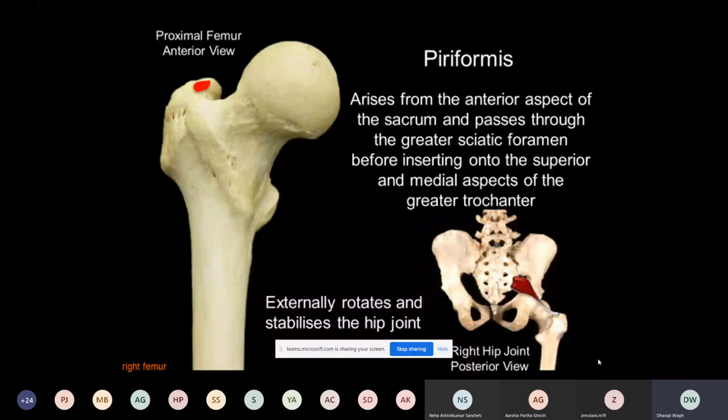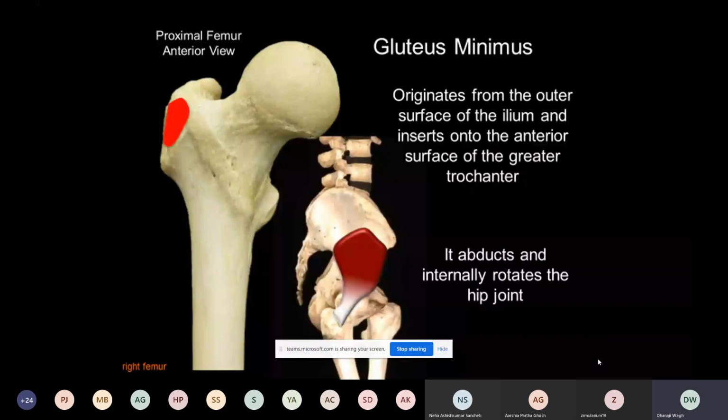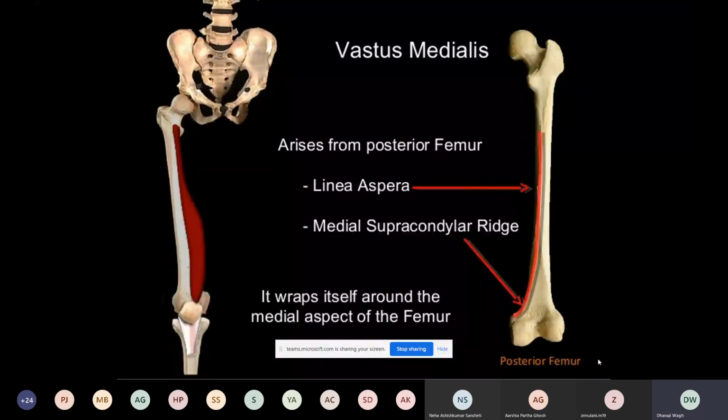Gluteus minimus arises from the outer surface of the ilium and is inserted on the anterior surface of the greater trochanter. It abducts and internally rotates the hip joint. Vastus medialis arises from the posterior of the femur. It runs on the linea aspera towards the medial supracondylar ridge and goes towards the lower side. It wraps itself around the medial aspect of the femur.